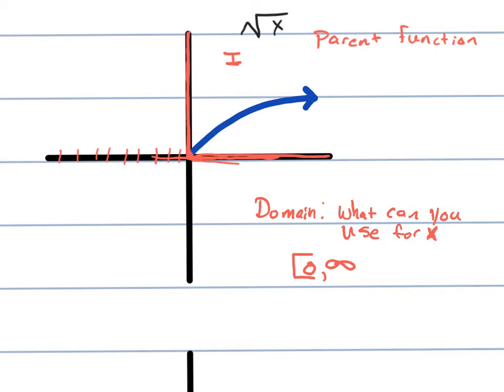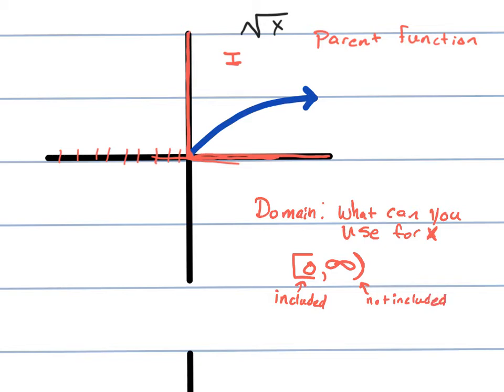Infinity is not a number. It just represents that the numbers keep going on, so we can't include that number. If you remember back to Algebra 1, this bracket right here means that this is included in the answer. Like you can definitely use 0. This is not included, meaning you can't plug in infinity because infinity is not a number.